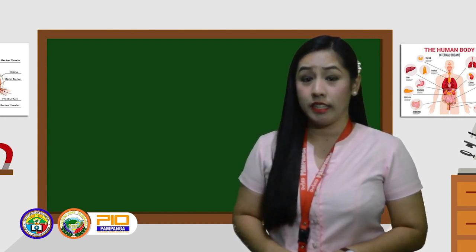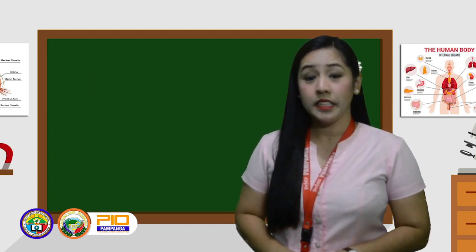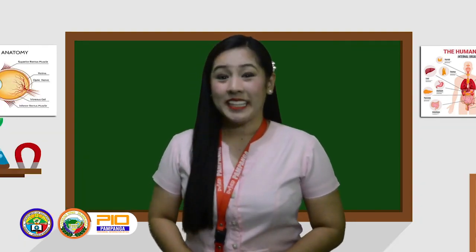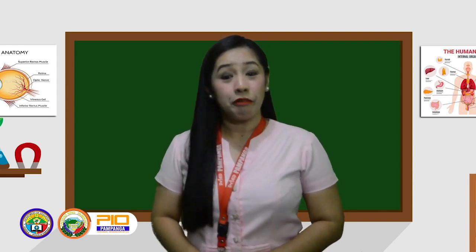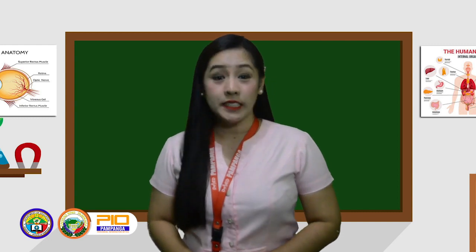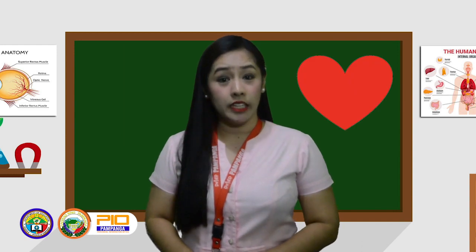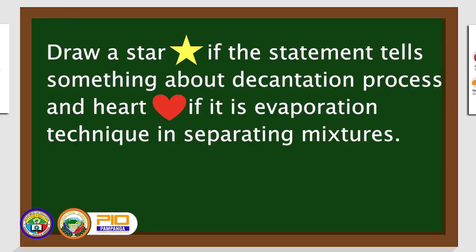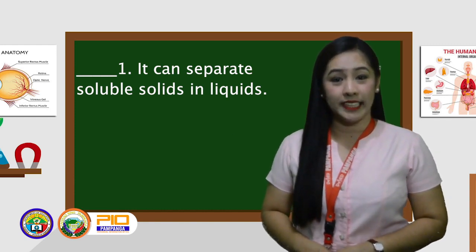As you have observed in the activity, water gradually disappears during the boiling process, and the salt is left in the pan. Did you get it, kids? If so, get your paper and pencil and continue learning by answering this activity. For your first activity, draw a star if the statement tells something about decantation, and a heart if it's the evaporation technique in separating mixtures. For number 1, it can separate soluble solids in liquids.